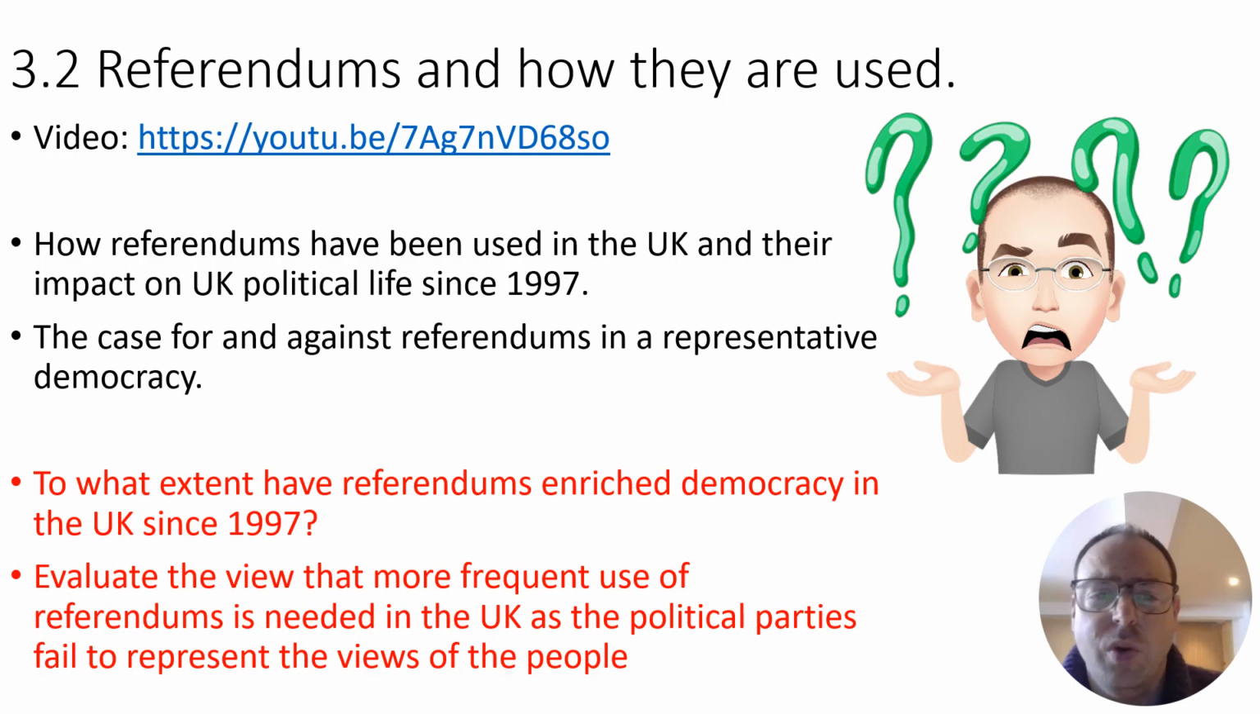So, as I've already mentioned, one of the other areas missing from 2022 was referendums and how they're used. So, again, how referendums have been used in the UK and their impact on UK political life since '97, the case for and against referendums in a representative democracy, which links into the connection that we saw earlier between direct and representative democracy. So here are some essential questions that I came up with.